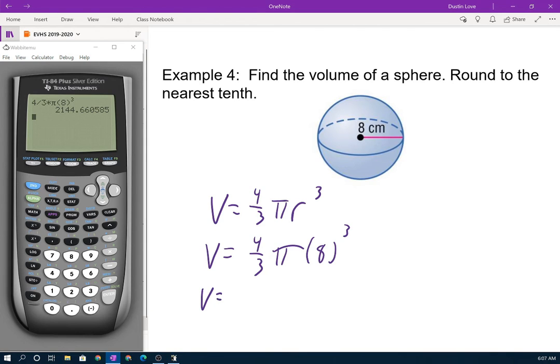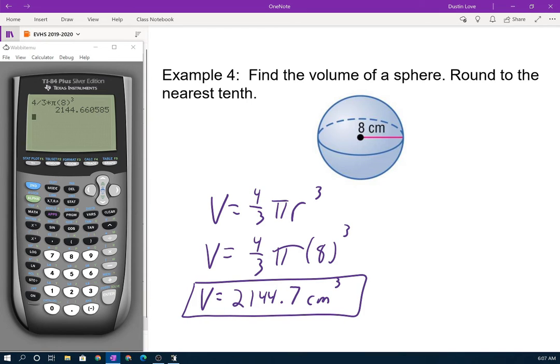Volume is 1,044.7 centimeters cubed. Hardest part of this entire thing is figuring out how to type in cubed into your calculator.